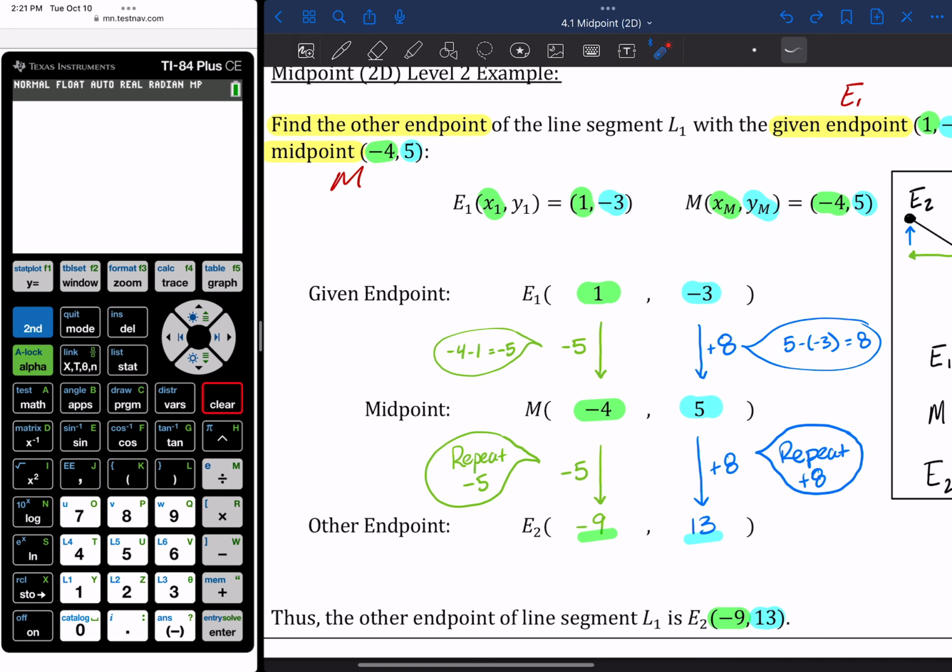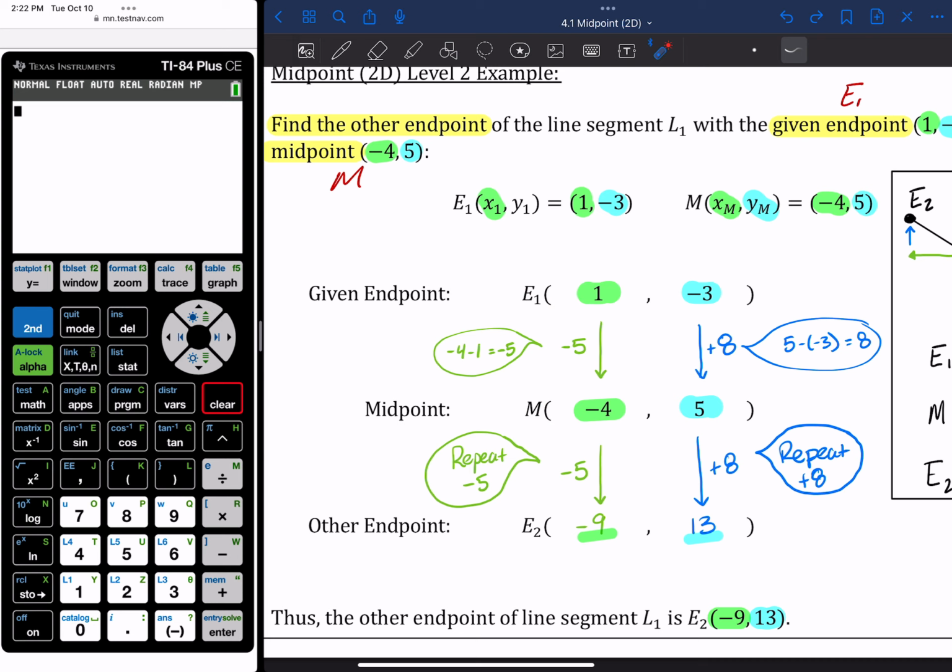I'm going to write down my given endpoint, E1. That's (1, -3). Comes from here. Then my midpoint, I'm going to write it as (-4, 5) right here. Okay. What I'm going to do is figure out how much I have to walk in my x component from my endpoint to my midpoint. It's really asking, how do I go from 1 to -4?